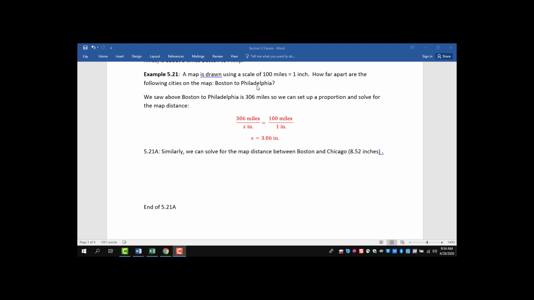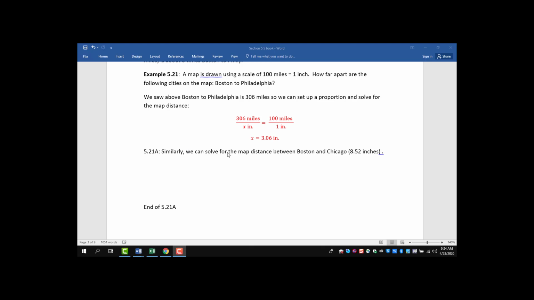Boston to Philadelphia. So from above, we know that Boston to Philadelphia is 306 miles apart. So we're going to use that. And we just set up a proportion, 100 miles to 1 inch, because that's the scale, and it's going to be equal to 306 miles to x inches. Cross multiply and divide.